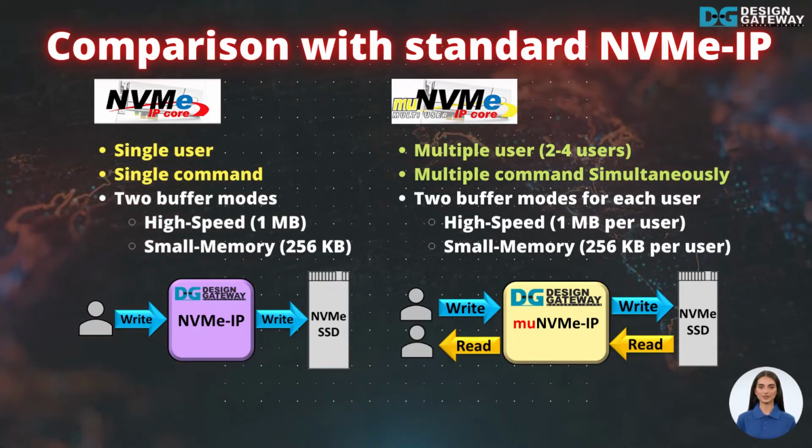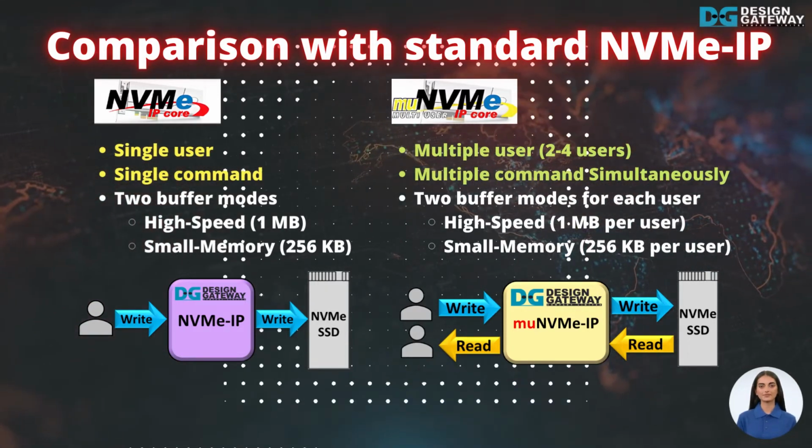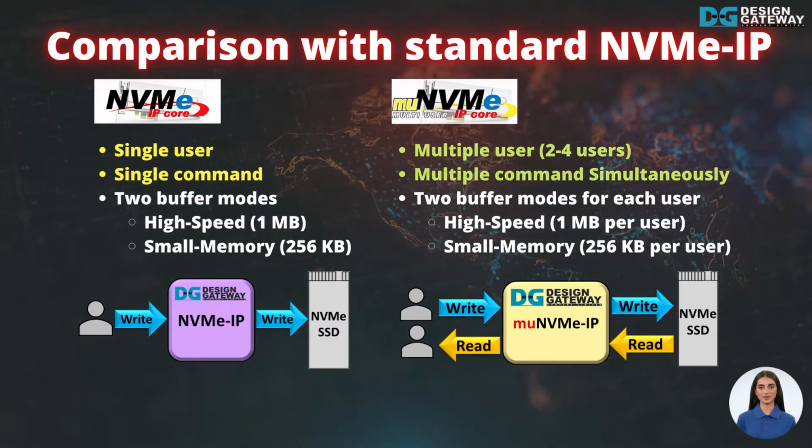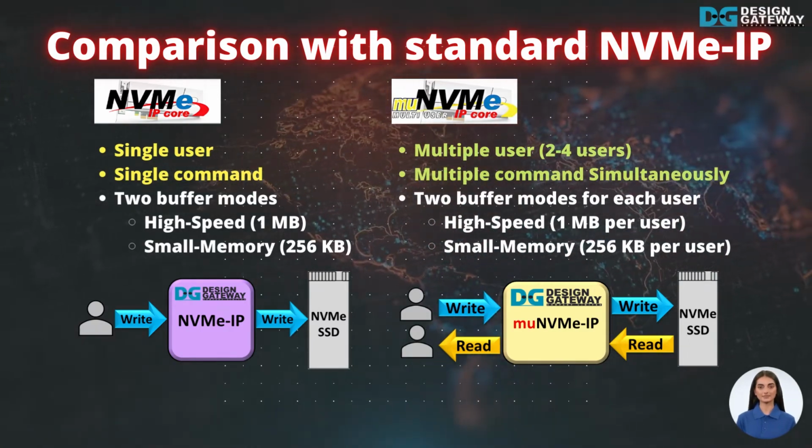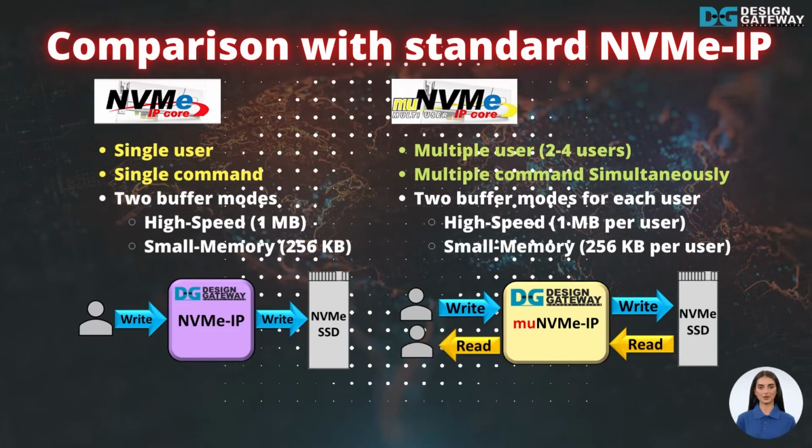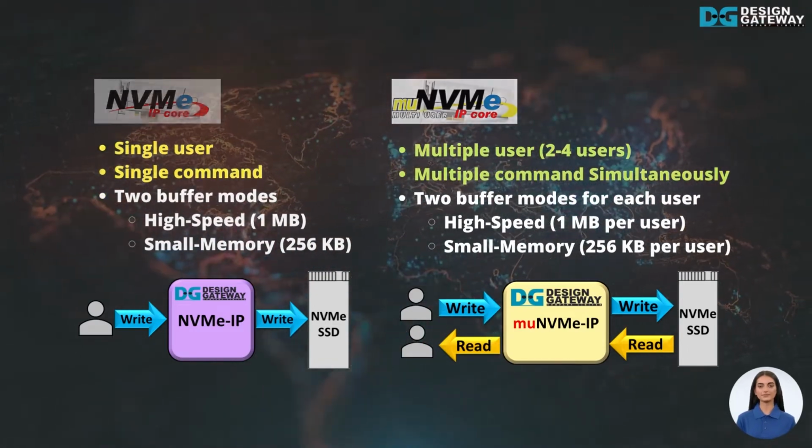Both IPs can be configured with 2 different buffer modes. 1 MB buffer size for high speed and high performance applications. 256 KB buffer size for normal applications.